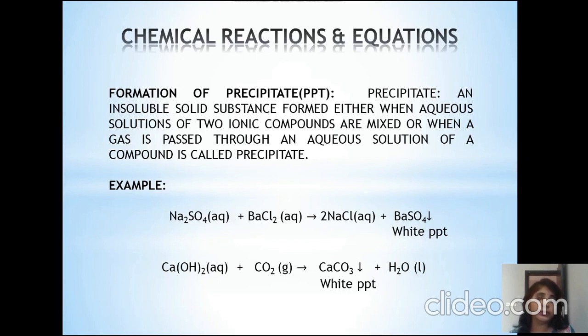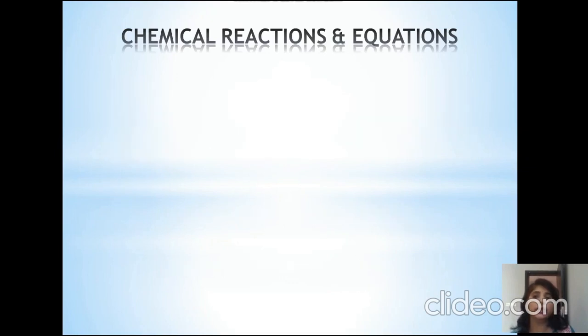Insoluble solid substances form when two ionic compound solutions are mixed, or when gas is passed through an aqueous solution of a compound. Such reactions are called precipitation reactions. We'll see the activity, the reaction between lead nitrate and potassium iodide.